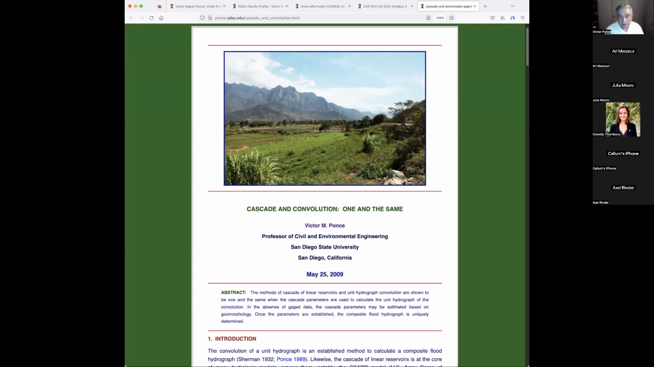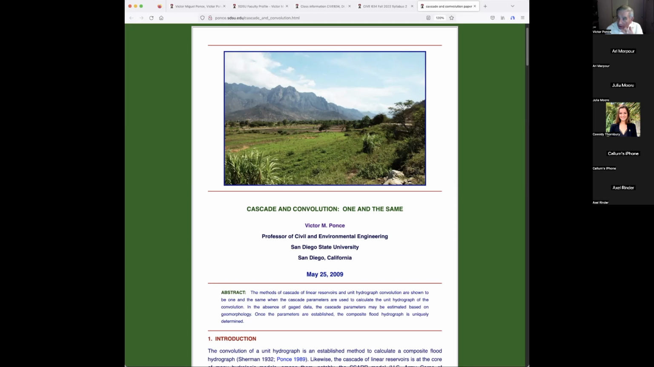So this is the story, cascade and convolution, one and the same. First, a little bit of history. You know, Professor Ponce loves history. In 1932, Sherman came up with the concept of the unit hydrograph, even though in the literature, people like Marcus have argued that he was not the first. That doesn't matter. He is credited with having been the developer, quote unquote, of the concept of the unit hydrograph.